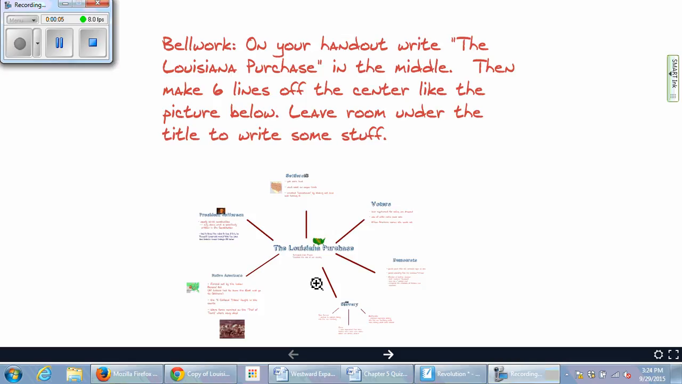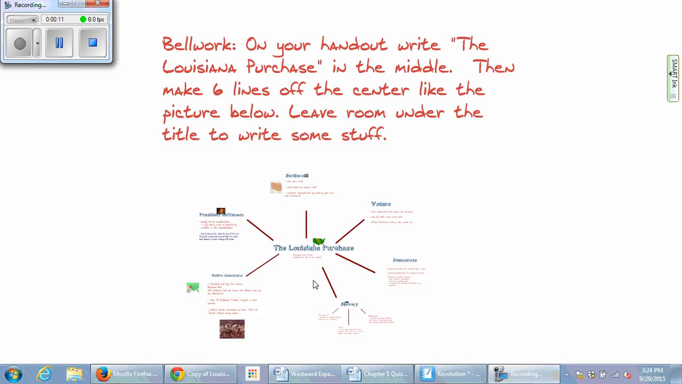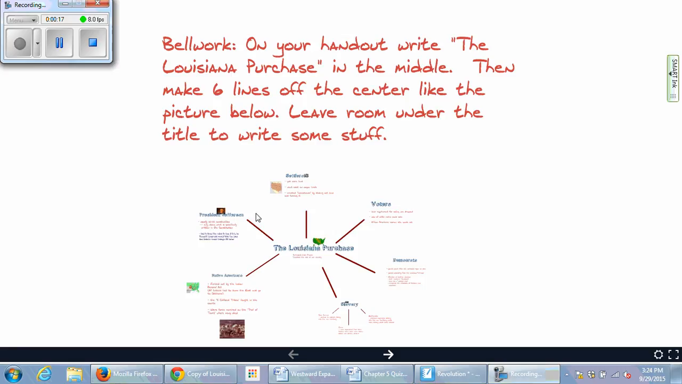On your handout, as the bell work says, I want you to make the skeleton outline of this thing down here. Put Louisiana Purchase in the middle. Leave a little bit of room for a few things underneath it, and then put these six spikes out from the center of your web.